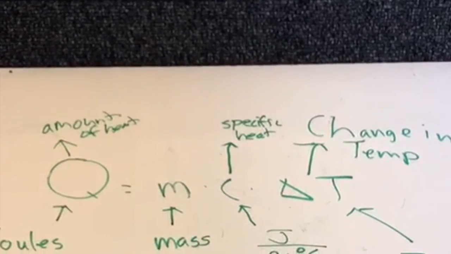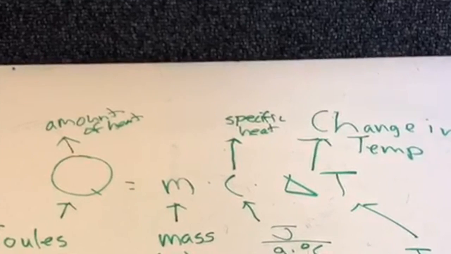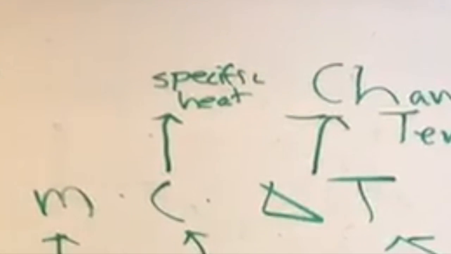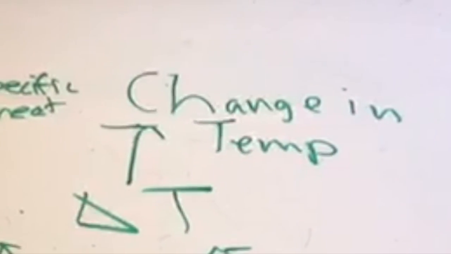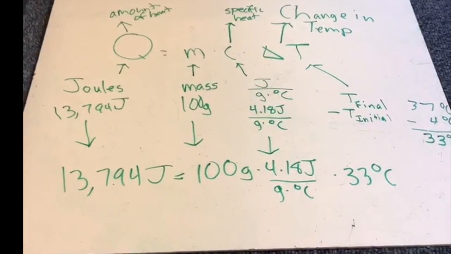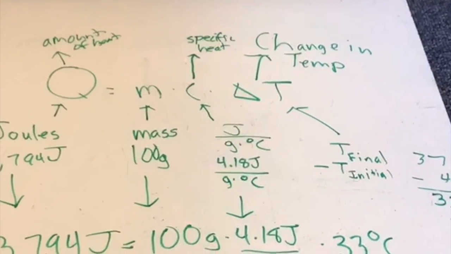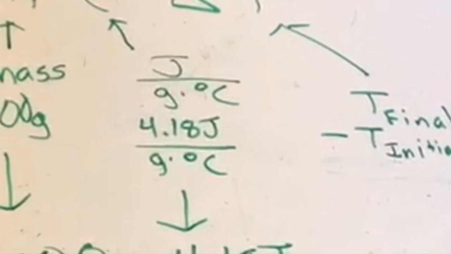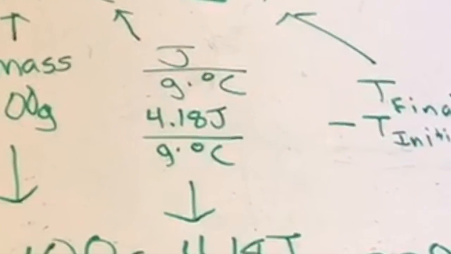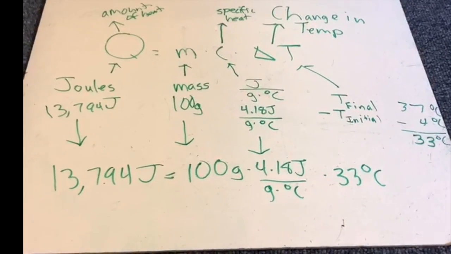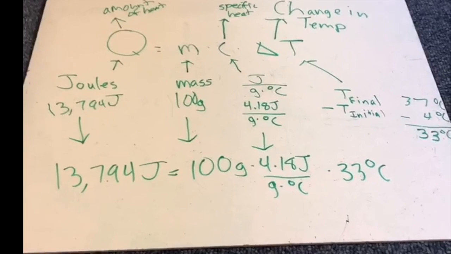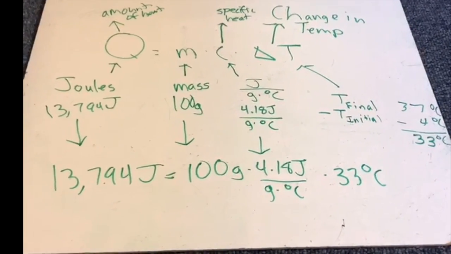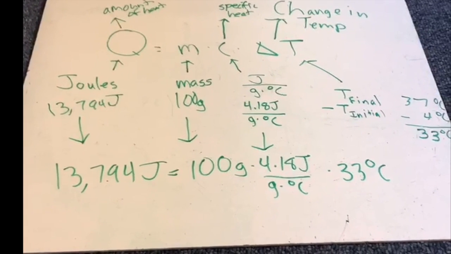The formula is Q equals M times C times delta T. The Q stands for the amount of heat, the M stands for mass, the C stands for the specific heat capacity, and delta T stands for the change in temperature. In this problem, the Q equals 13,794 joules, the M or mass is 100 grams, the specific heat capacity or C is 4.18 J over g°C, which if you add all this up together to find delta T, it is equal to 33 Celsius.